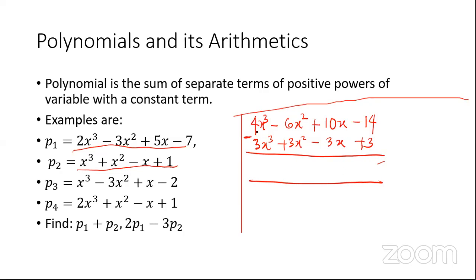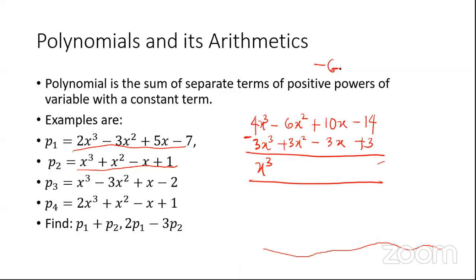So what will I get? Now, I have to be very careful. 4 minus 3 will give us 1. So I have x raised power 3. Then minus 6. Look at it. Minus 6. Please be attentive. Minus plus 3. That will be minus 6. Minus times plus will give us minus. That will be minus 6 minus 3. And that's what? Minus 9x squared.